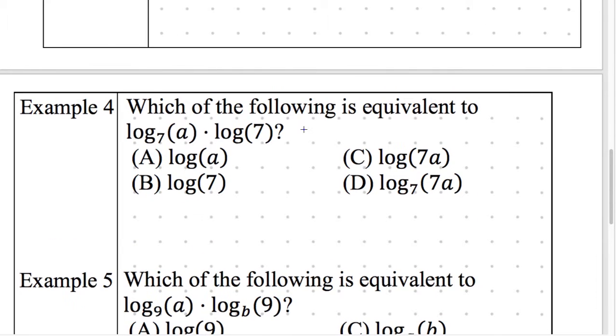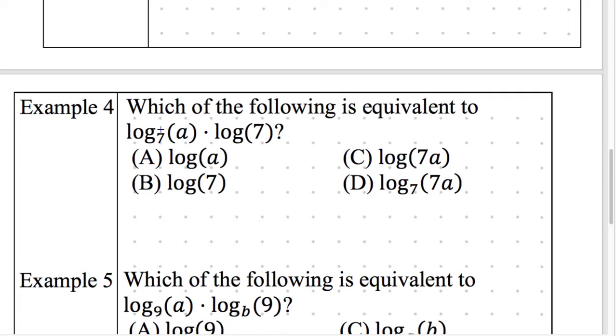So, example number 4: I need to figure out something that is equivalent to log base 7 of a times log of 7. The trouble with this is I have a weird base. This one is base 10, which is really nice. This one is not base 10. So I need to convert both to the same base. I'm going to choose to convert them both to base 10, since this one is already in base 10. And here I go, I'm going to rewrite this one in base 10.